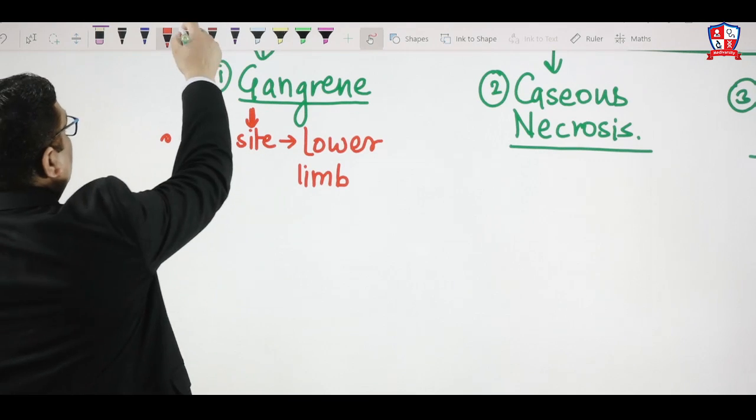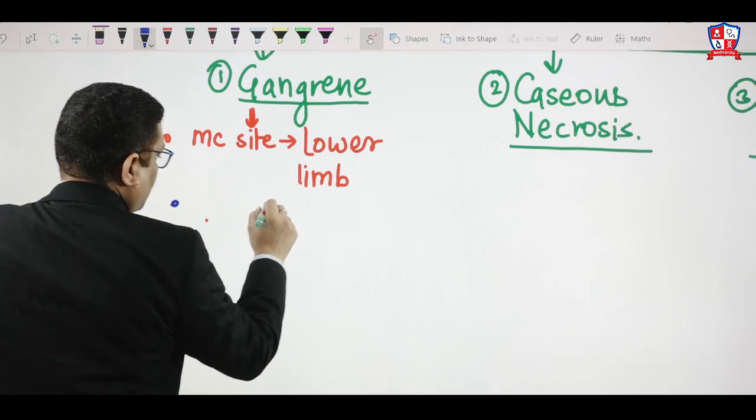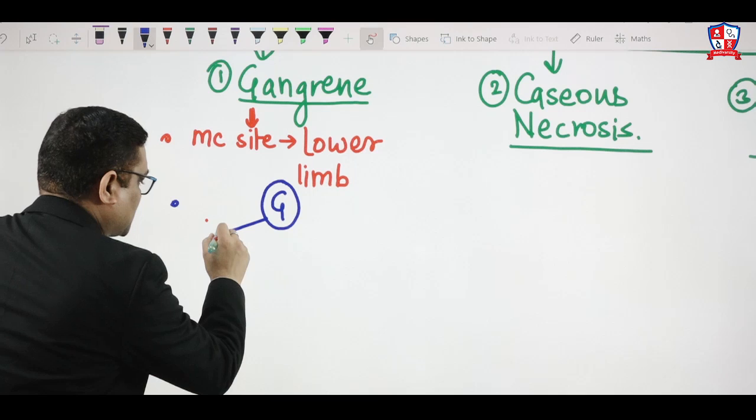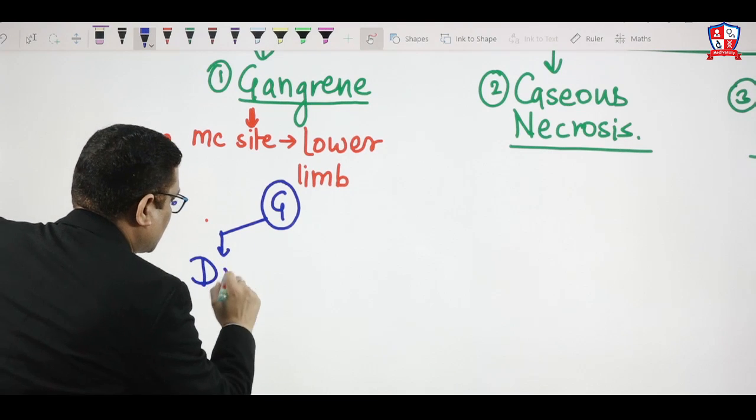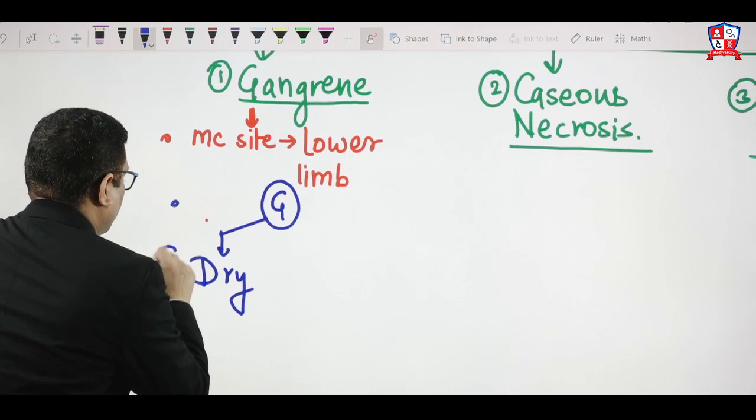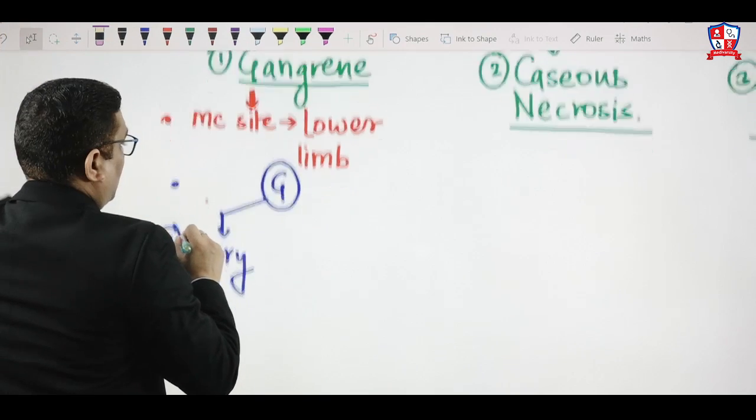Now here I want to tell you two important things. When you talk about gangrene, when nothing is mentioned, we should consider it as dry gangrene, right? So gangrene, again, we can divide into dry gangrene and wet gangrene.